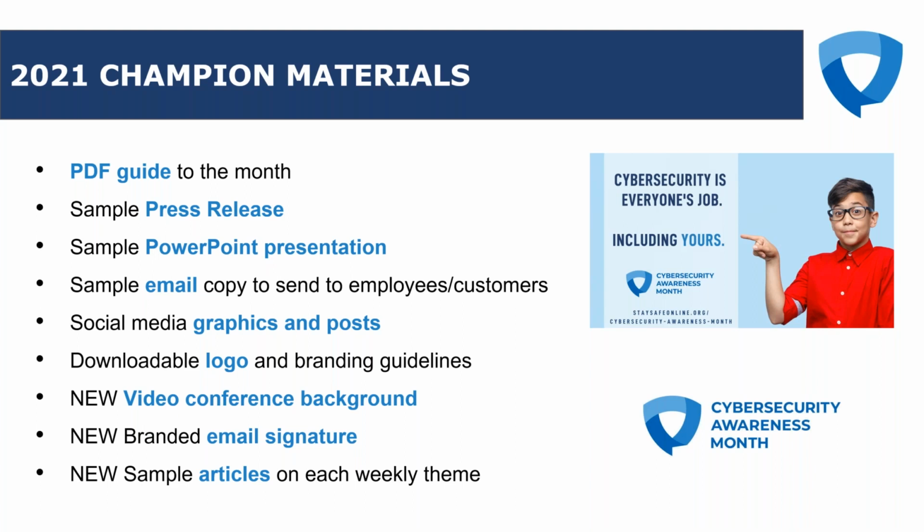We have a digital background that you can use for your video conference calls. We have a branded email signature to include below your name in your emails. And we have sample articles drafted on each weekly theme that you can use in your own blog posts or newsletters. All of these materials can be customized and used however or wherever you like. You do not need our permission to copy any of the information or use it at all.